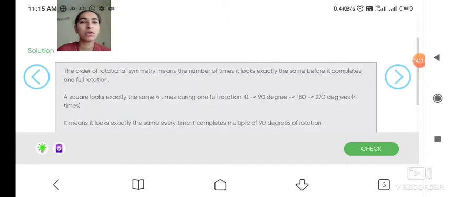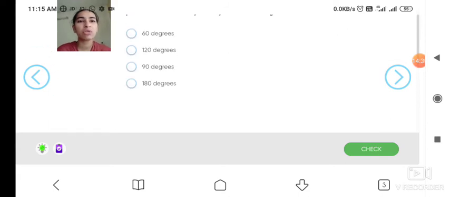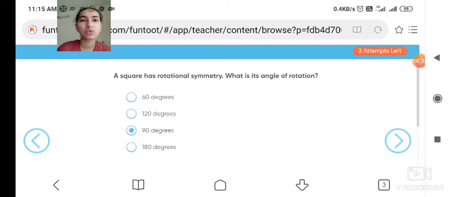Now see, rotational symmetry means the number of times it looks exactly the same. So a square looks the same 4 times during a rotation. That means we have to rotate that with 90 degrees. If I rotate that with 90 degrees, it looks exactly the same as the square at first.